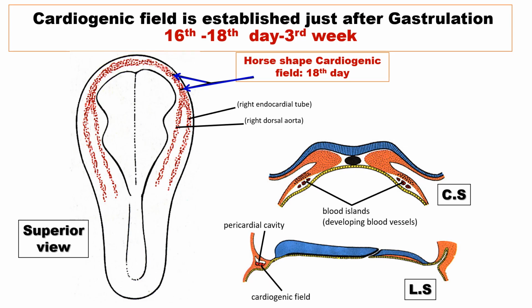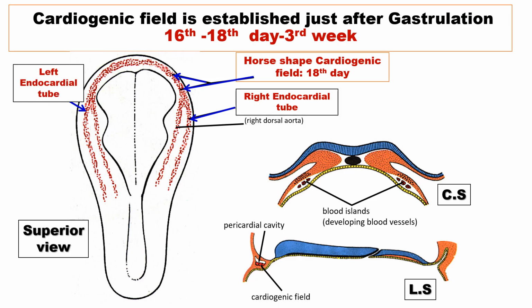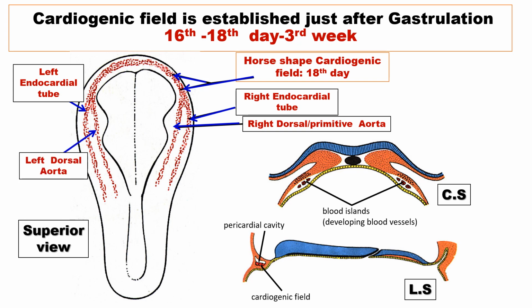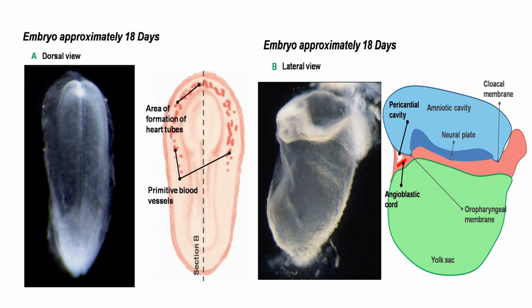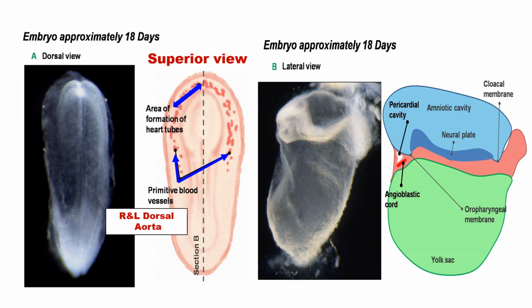The horseshoe-shaped cardiogenic field presents a right endocardial tube and a left endocardial tube. Caudally, it is connected to the dorsal or primitive atria, and the right and left dorsal aorta. In a cross section at this level, you can see the right and left endocardial heart tubes. In longitudinal section, the cardiogenic field appears on the most cranial part of the trilaminar embryonic disc. Dorsal or superior view shows the area of formation of the endocardial heart tube, caudally connected to the right and left dorsal aorta.